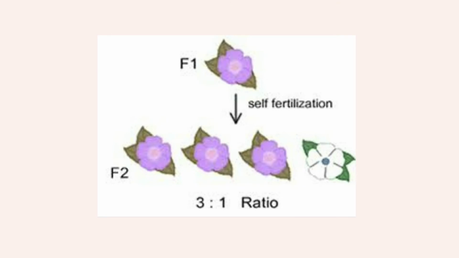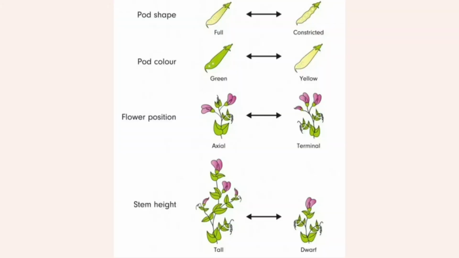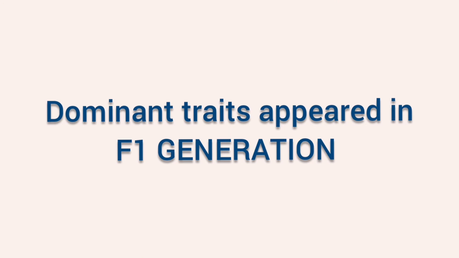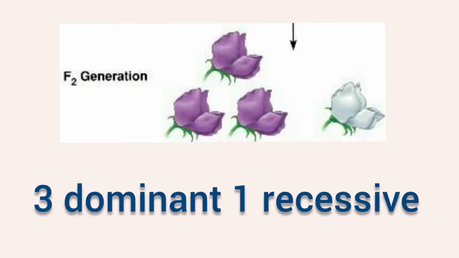Mendel described each of these trait variants as dominant or recessive traits. Dominant traits appeared in the F1 hybrids, for example purple color, whereas recessive traits did not appear in the F1 generation. Mendel found that in the F2 generation there were 3 dominant and 1 recessive traits, that is a 3:1 ratio. Recessive traits appeared in the F2 generation.